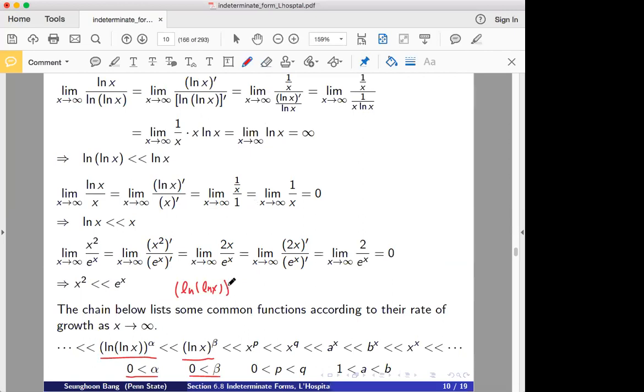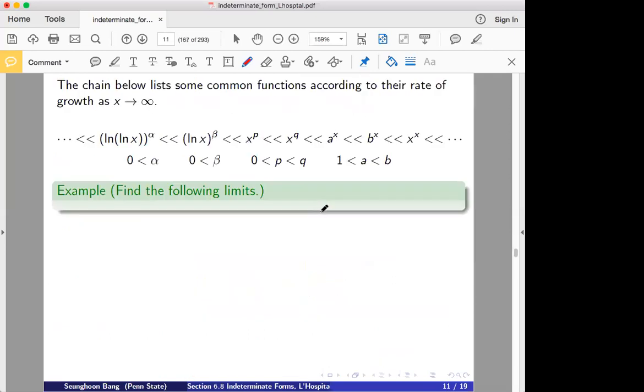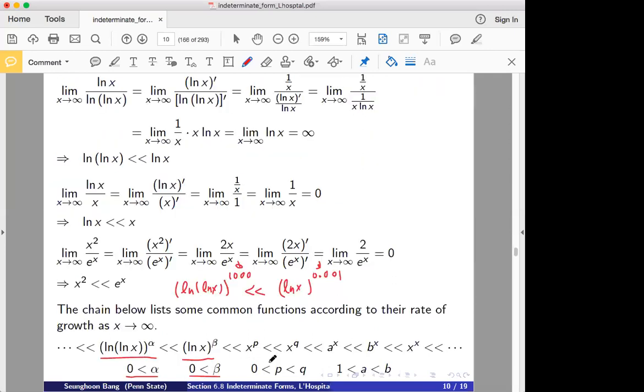Here, this one is 1,000. The ln of x to the power 0.001. So which one is growing faster? This is always growing faster. It doesn't matter. Any power, right? This is like exact meaning. So, it's just similar.